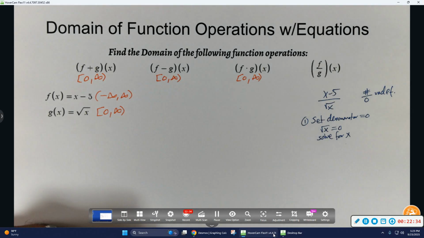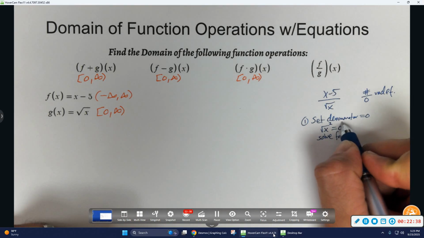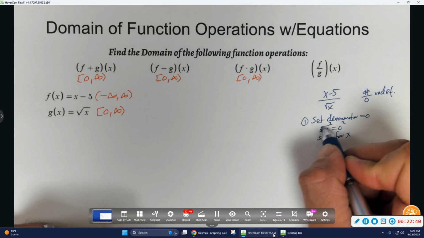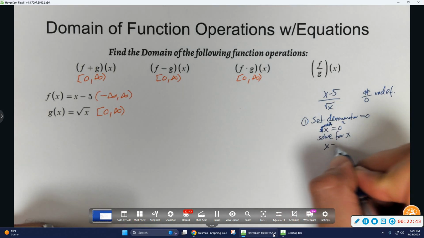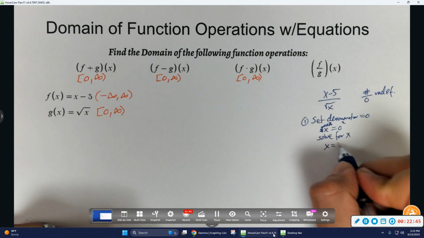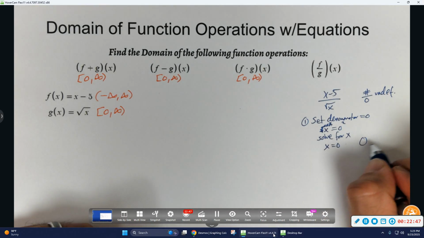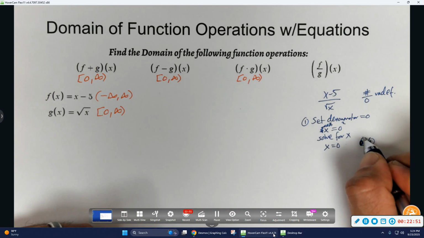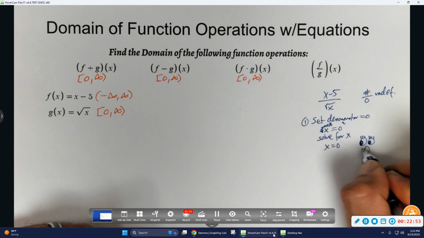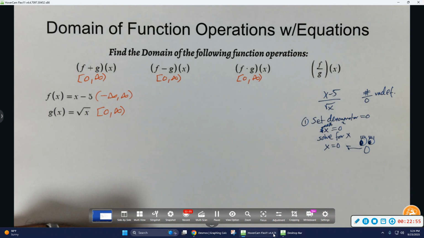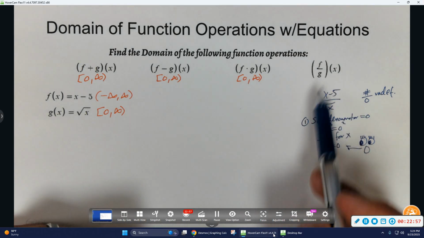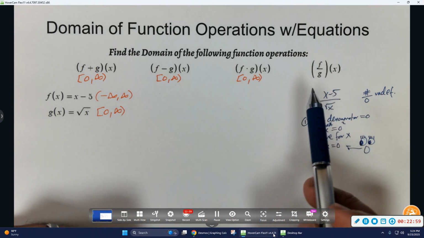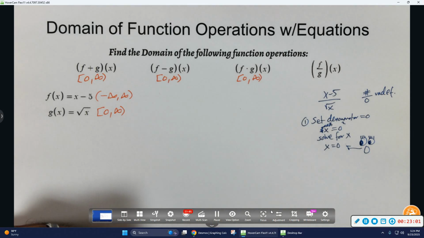Set the denominator equal to 0 and solve for x. If I want to leave x alone, how do I get rid of the square root? I do the inverse. I square both sides. That allows me to cancel the square root and just leaves me x equals 0 squared, which is 0. So when I go to the graph, I'm going to pay close attention to what happens at 0. I need to know what it looks like to define my domain, so let's graph it.